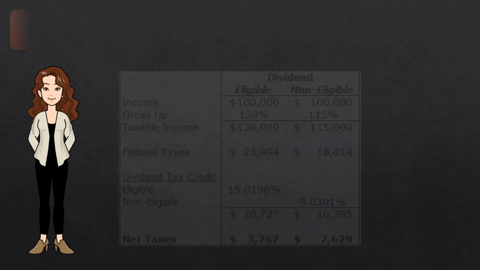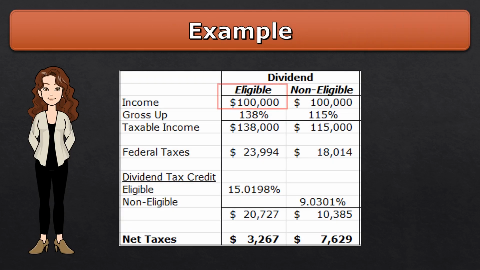Let's say you receive a $100,000 eligible dividend. You'll be taxed on $138,000 and your dividend tax credit will be about 15% of that amount, resulting in federal taxes of about $3,200. If, instead, you receive a $100,000 non-eligible dividend, you'll be taxed on a smaller amount, $115,000. But the dividend tax credit is also smaller, around 9%, resulting in taxes of $7,600.